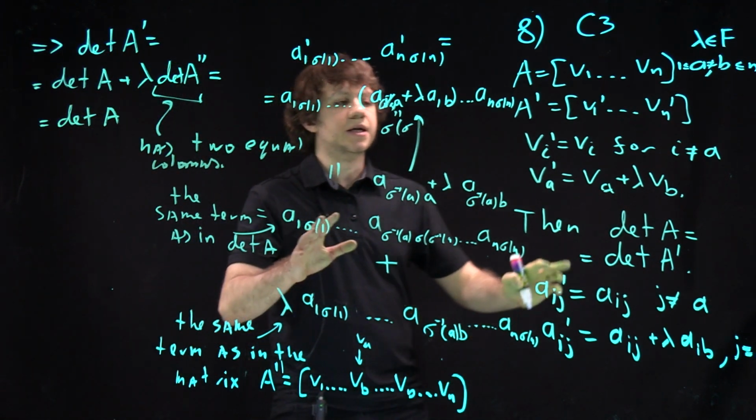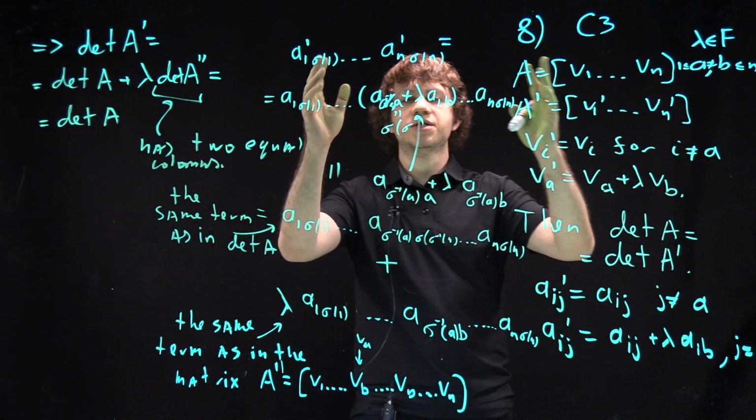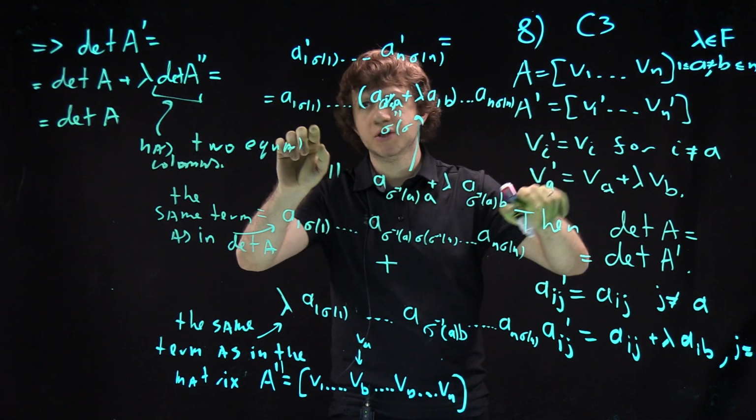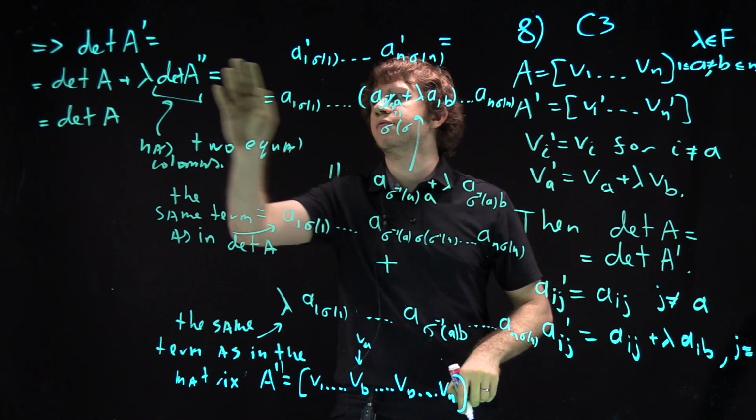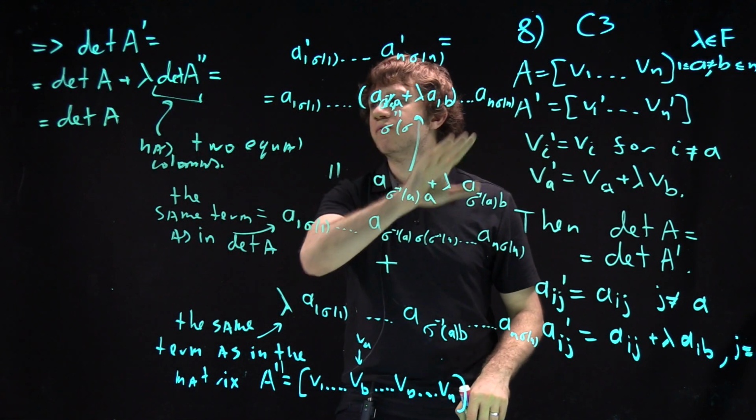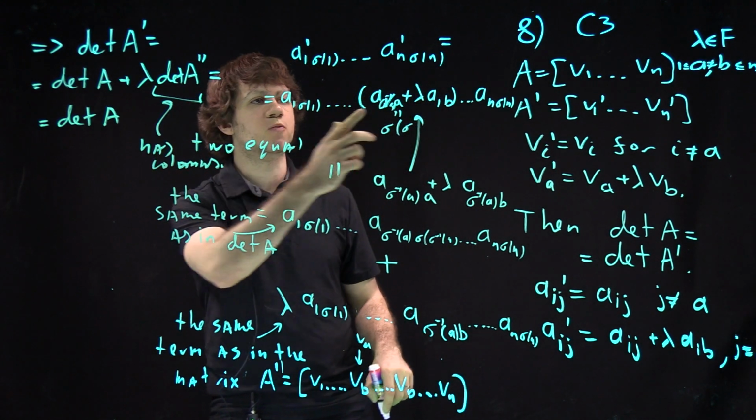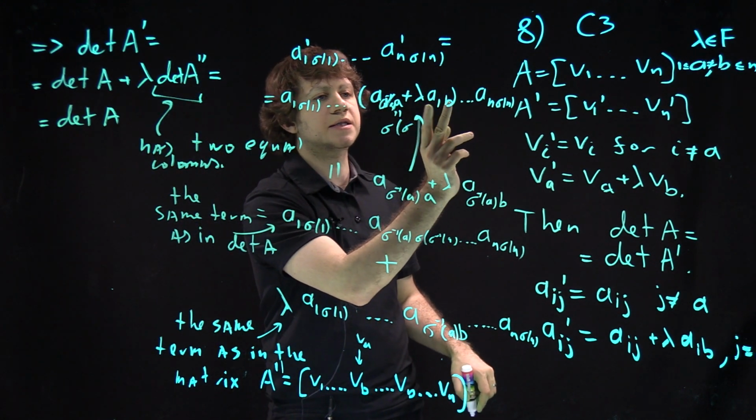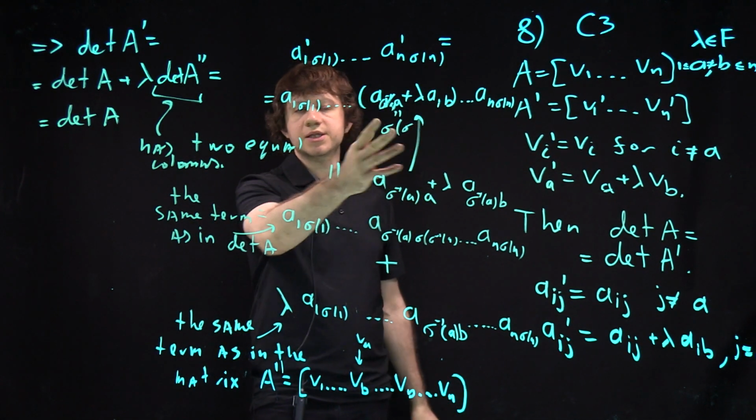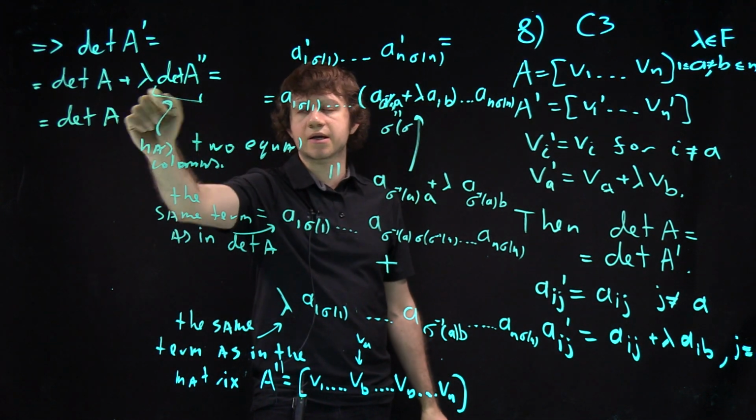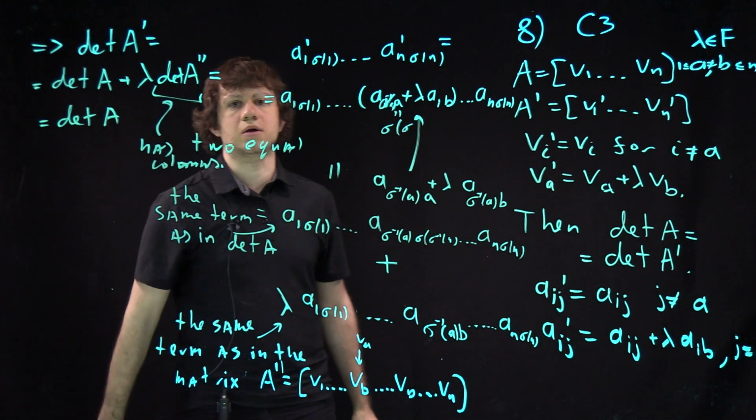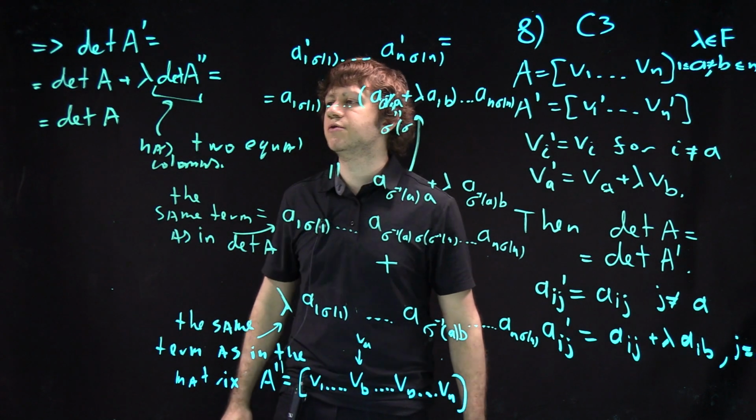So basically, again, if you take a formula, if you take its general term, just any term, you can write it down as a sum of two terms. One is exactly as in the formula for the determinant of A, and another is exactly as in the formula for the determinant of a matrix where you have, instead of your A column, lambda times B column. And this is, of course, 0, because you can take lambda out by column operation 2, and then you have two equal columns. So that's why it's the same as the determinant of A.